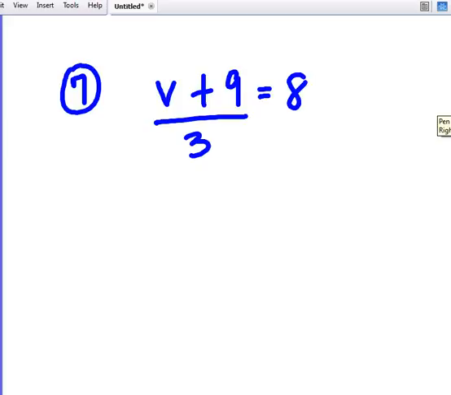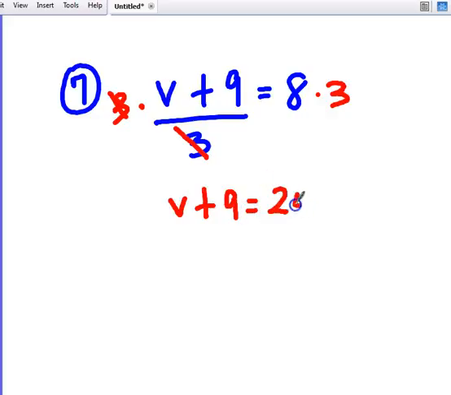All right, so now in this case, I've got a plus 9 and I got a 3. Now you're going to think to move the 9 first, which is definitely not right because the whole side is being divided by 3, so you got to multiply the whole side by 3. All right, so v plus 9. So these 3's cancel out. So now I got v plus 9 equals 8 times 3 is 24.